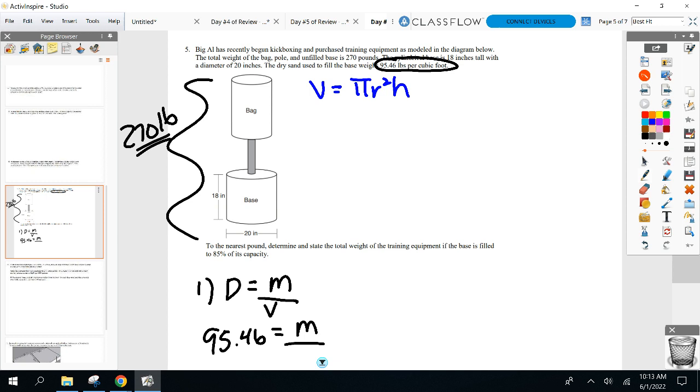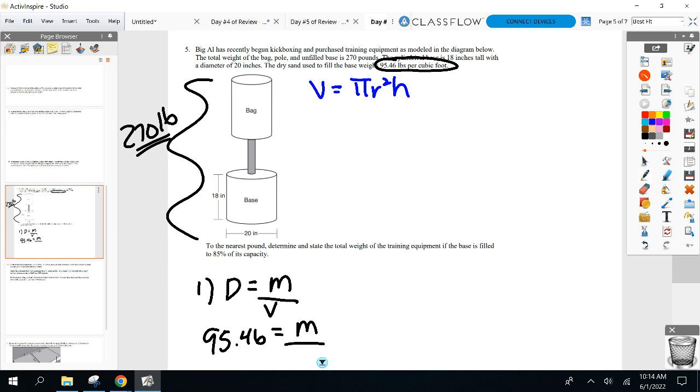Density, 95.46 pounds per what? Cubic foot. Look at the diagram. Do they match? No, so we need to change it now. I can't calculate it with inches. Everyone see that? Come on now. I need to make sure my density units match my object, which they do not. This is feet, that's inches.